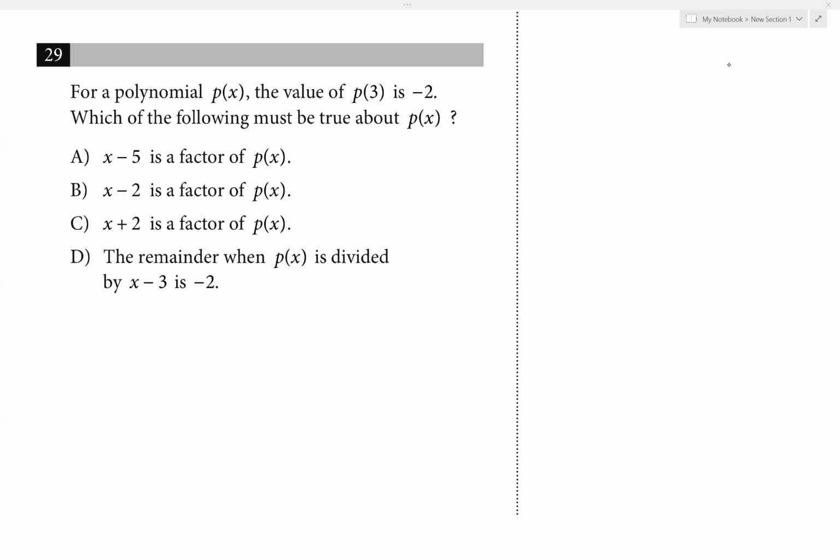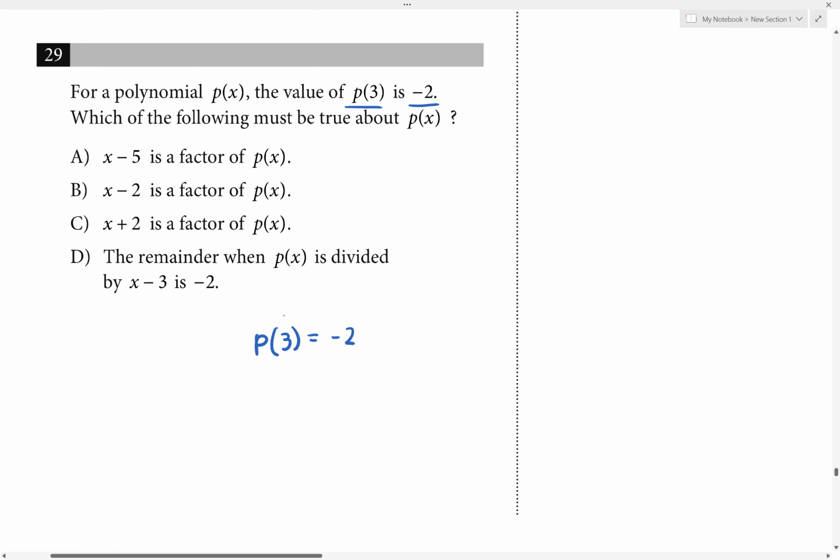So for 29, this one is very tricky because it's kind of hard to see where to begin with this one, right? We don't know what the function is. We don't know what p of x is. All we know is p of 3 equals -2. And we think about the meaning of this, right? P of 3 equals -2.